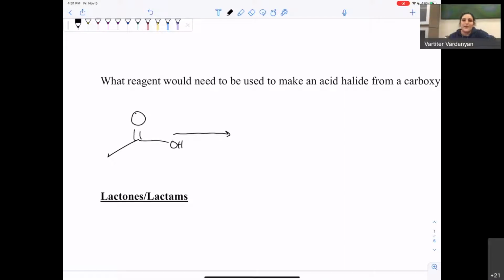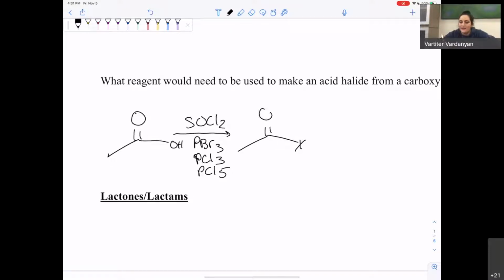So when we're trying to make an acid chloride or halide or whatever, we could use SOCl2, PBr3, PCl3, PCl5, any of these guys will make an acid halide. Katrina already talked about that, so we're just going to speed past it.